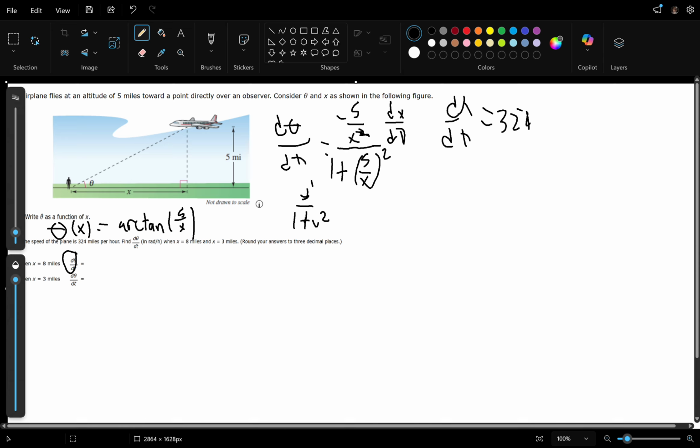And so when we plug in 8, we get 18.202, and then when we plug in 3, we get 47.647, and this is in radians per hour. And so that is the answer to this problem.